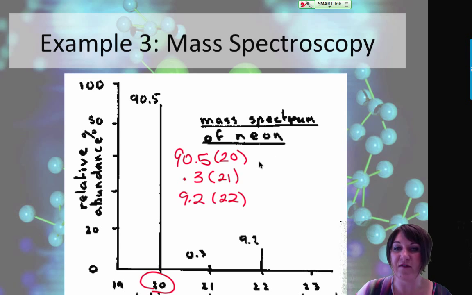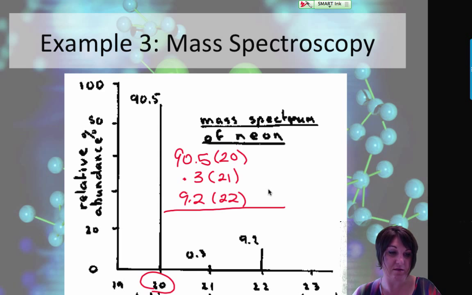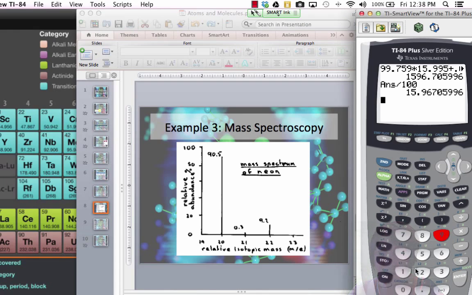So what do you think? Is the average going to be closer to 20 or 21 or 22? Make a guess. What's your logical guess? Let's find out. 90.5 times 20 plus 0.3 times 21 plus 9.2 times 22. All right, check to make sure we did our math correctly, and we get 20.